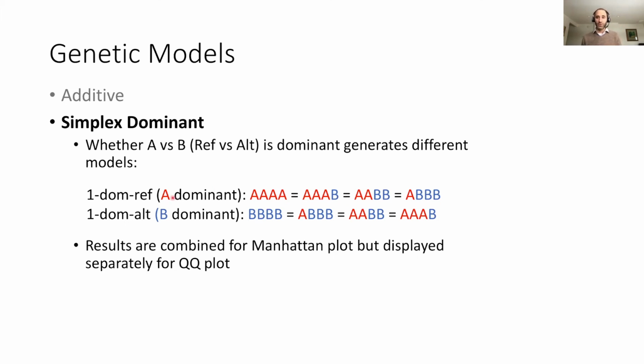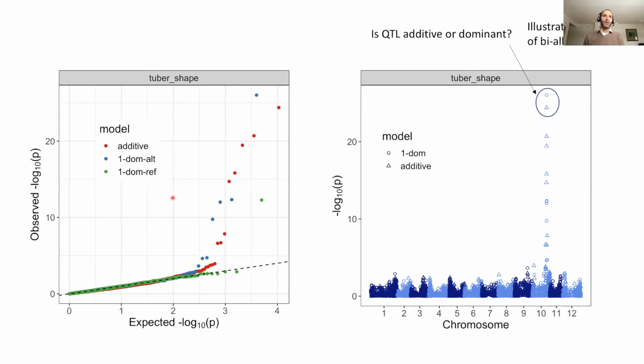So actually the software, when you tell it to test for simplex dominance, is doing two genome scans, one with the reference allele dominant and one with the alternate allele dominant. And then it combines those results for the Manhattan plot, but it shows the different models separately when you look at the QQ plot. This is the result for tuber shape, again, using the kinship corrected model. And in this case, in the QQ plot, all three of those models hug that dashed line, so we're not worried about inflation. And then all of them seem to produce some significant markers that deviate.